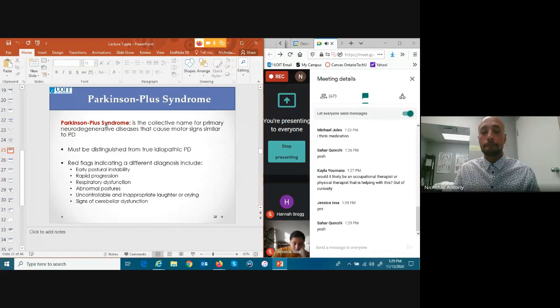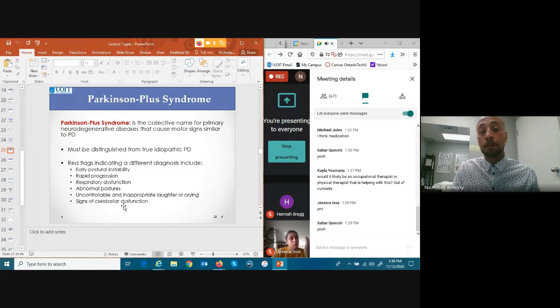So some different neurological diseases would cause Parkinson's-type symptoms but have different features too. Red flags to look out for in terms of differential diagnosis would be rapid progression, respiratory dysfunction, which is usually not a problem with Parkinson's, and uncontrollable or inappropriate laughter or crying. That's like something like Tourette's.